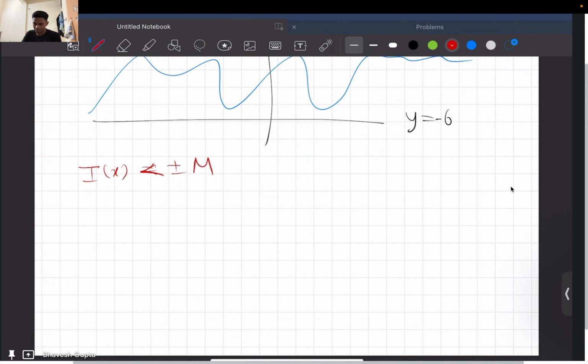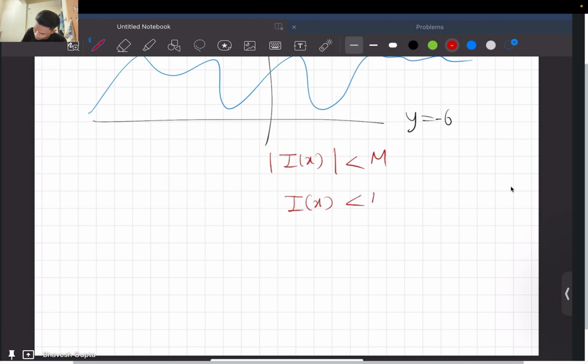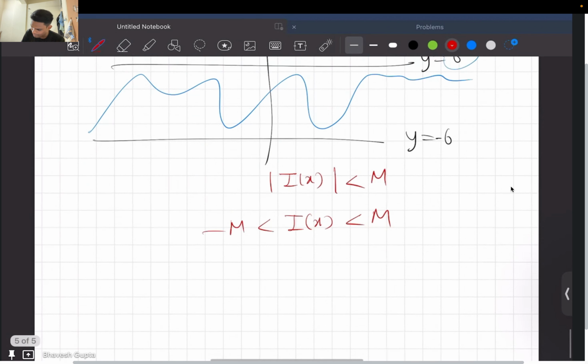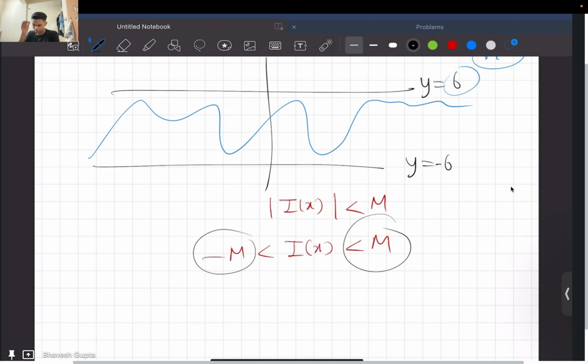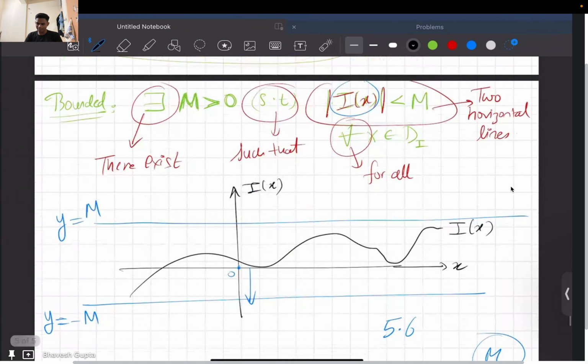Your mod of f of x, which was written like this, will actually get opened like this. So you can see it is bounded within the two horizontal lines. Your function is inside these two horizontal lines. Whenever I say I'm bounded, it means I can always find two such horizontal lines such that my function is inside them. Whenever I can do this, I say that my function is bounded.